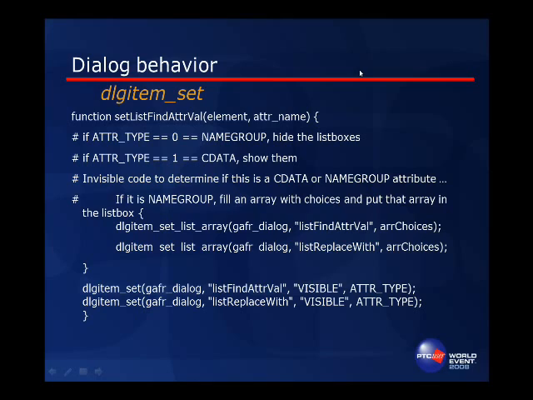So I had set attr type earlier in my code to 0 if the attribute is a name group, and to 1 if it's C data. So as you can see, this is either setting it to true or false, either visible or not visible. It's visible if it's C data, and not if it's false. That make sense? Next page, please.